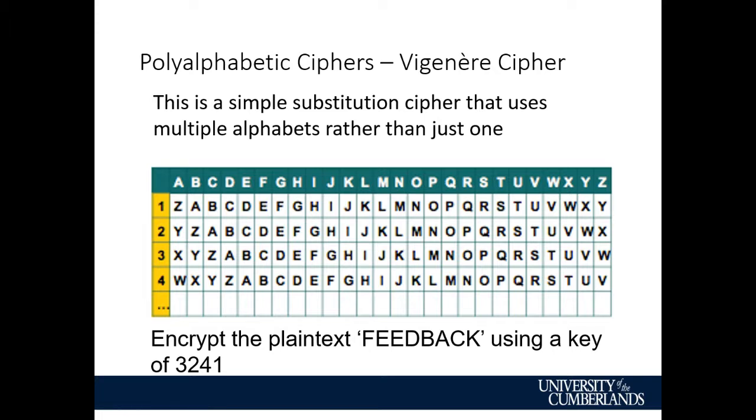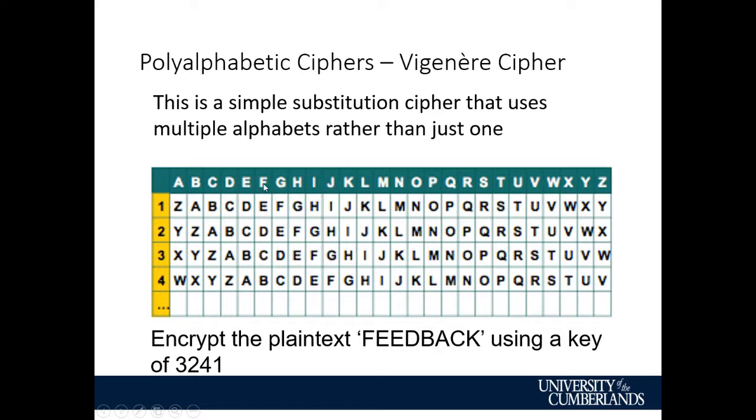Then we have the Vigenère Cipher. This is another substitution cipher. The only difference with this one is it uses multiple alphabets. So across the top here is what we're going to encrypt. In this case, we're going to spell the word "feedback" across this. And we're going to use this key down here, 3241, and that's going to just keep repeating. So we have 3241 right here.